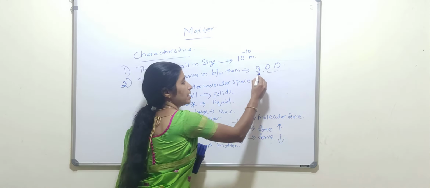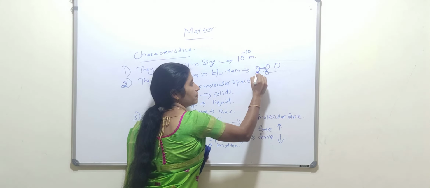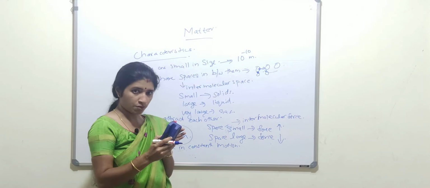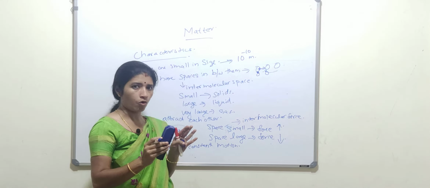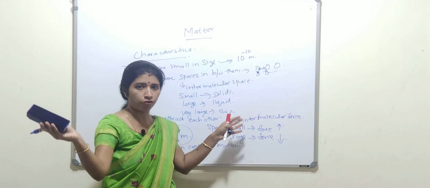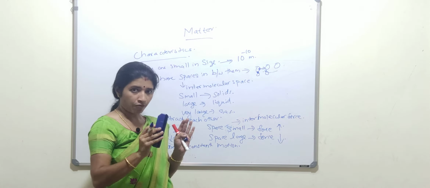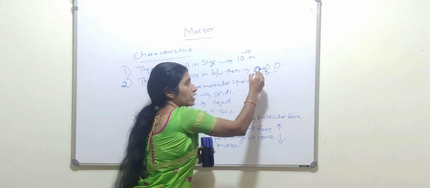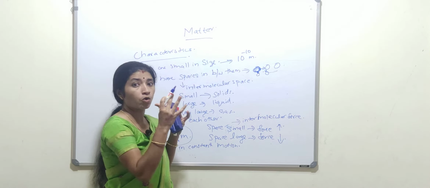In the case of solids, as I said, the intermolecular space, that is the space between the molecules, horizontally and vertically also, is very small, so they cannot move anywhere freely. They can vibrate within their mean positions. They cannot move freely anywhere. In the case of solids, they can vibrate only within their mean positions, because they are closely packed.